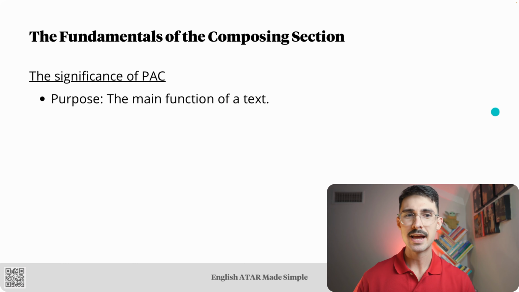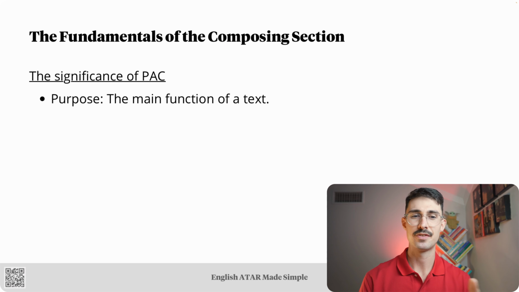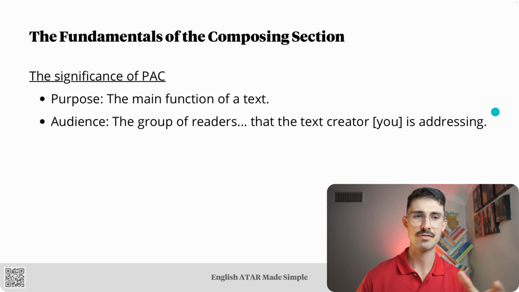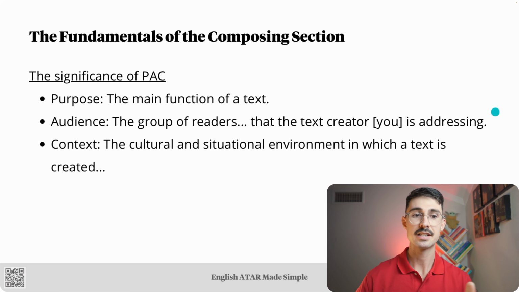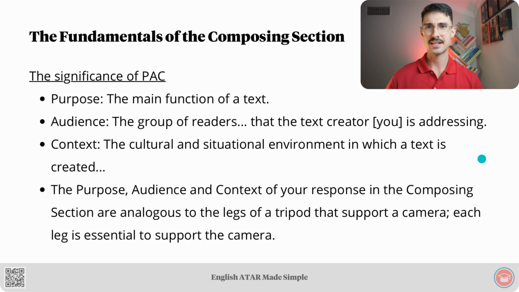The P in PAC refers to purpose, and purpose refers to the function of a text. The A refers to audience, which is the group of readers that the text creator, you, is addressing. Finally, C stands for context. Context is the cultural and situational environment in which a text is created. PAC is significant because the purpose, audience, and context of your response in the composing section are like the legs of a tripod that support a camera. Each leg is essential to support that camera.